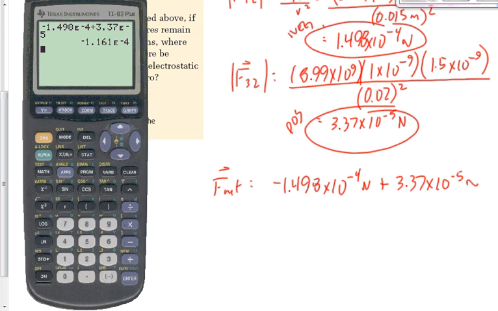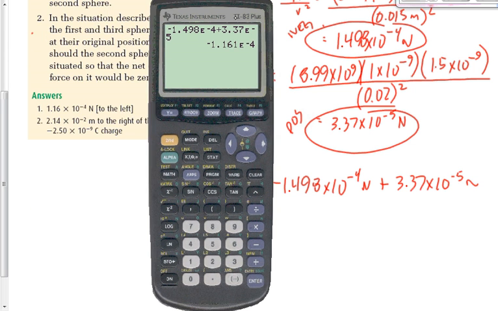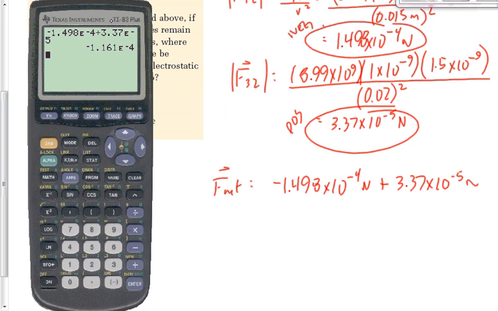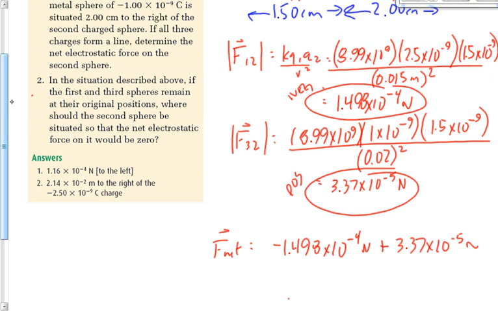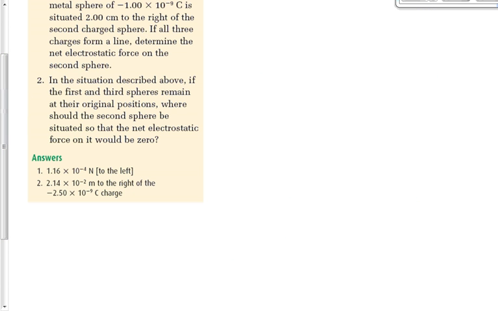And we get negative 1.16 times 10 to the minus 4, which is what we have for answer. Okay. All right. Number 2's the tougher one. We got 1 or 2 people getting number 2. That's good, actually, for a question that's that challenging. Honestly, though, the challenge from this comes more from the math than it comes from anything else.